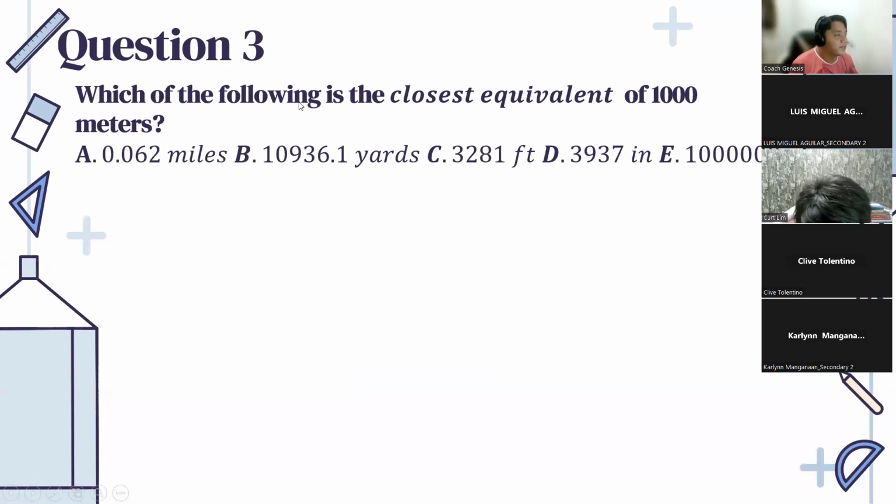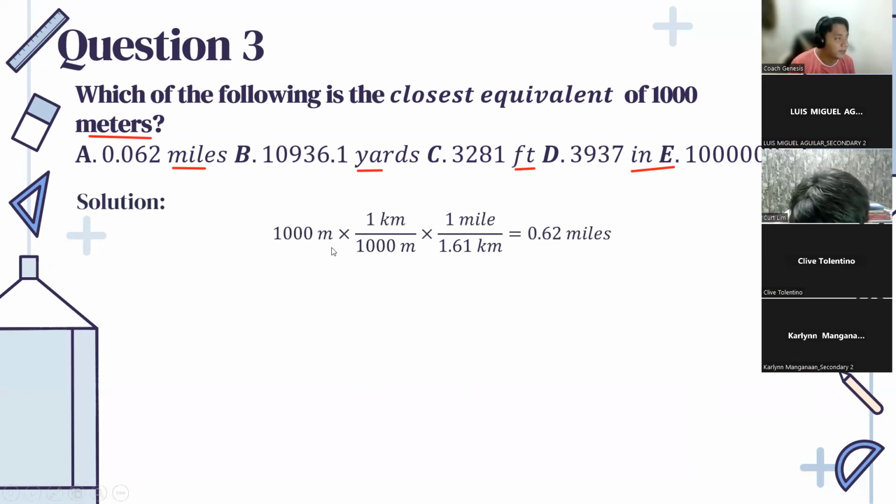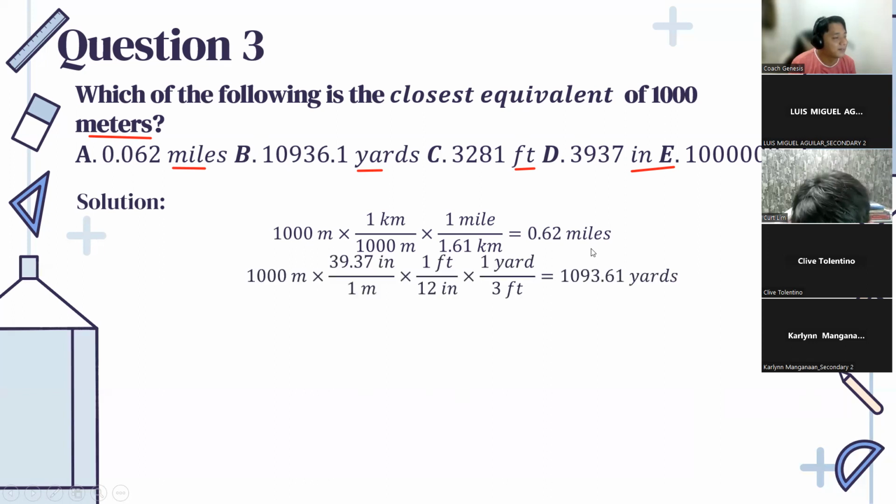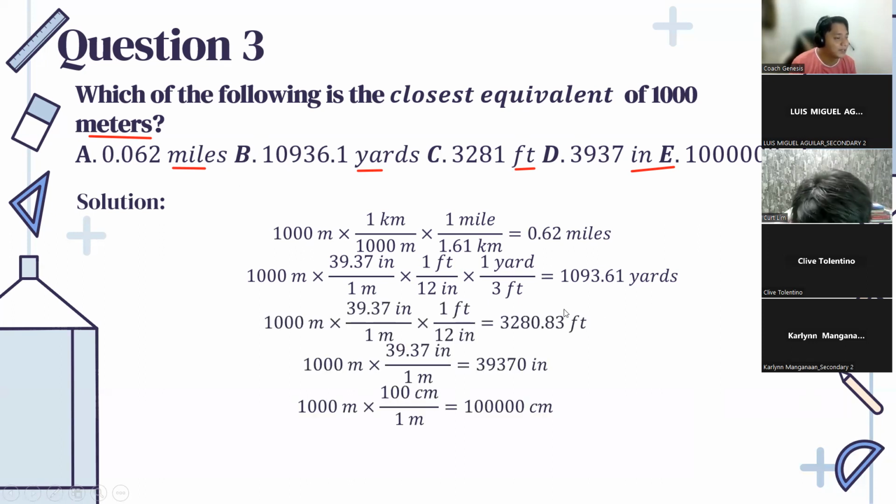For number 3, which of the following is the closest equivalent of 1,000 meters? What you just need to do here is to convert meters to their corresponding units. The first one, we convert 1,000 meters to miles. As you can see, it's very far off the value. So we convert 1,000 meters to yards, to feet, to inches, and to centimeters. And then we compare the values.